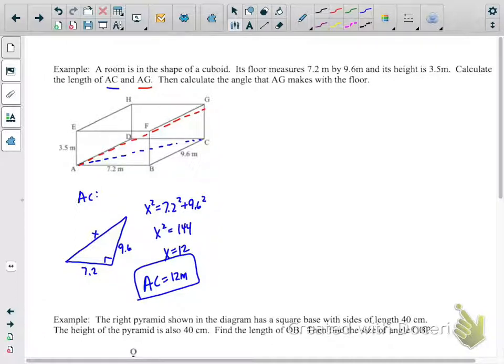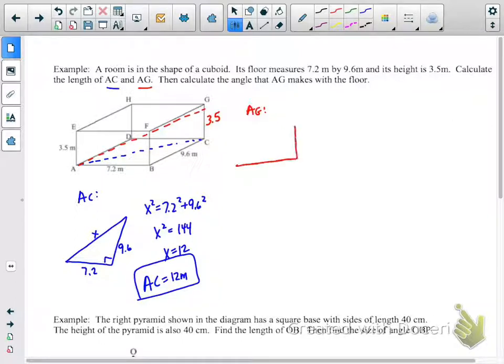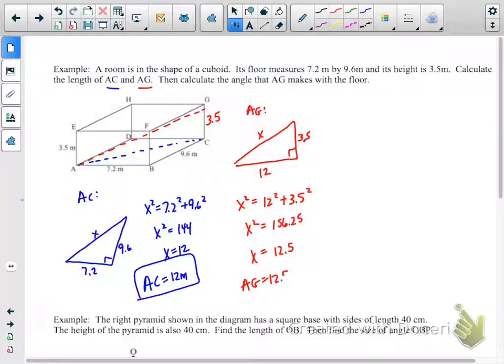Okay, so now we have 3.5 over there, which is also 3.5 right here. So now for AG, we have a triangle with 3.5 and 12, and I'm looking for x. So x squared is equal to 12 squared plus 3.5 squared. Sorry, my decimal kind of ran into my 5 there. X squared is 156.25. And also very nice for me, x turns out to be exactly 12.5. So AG is 12.5.